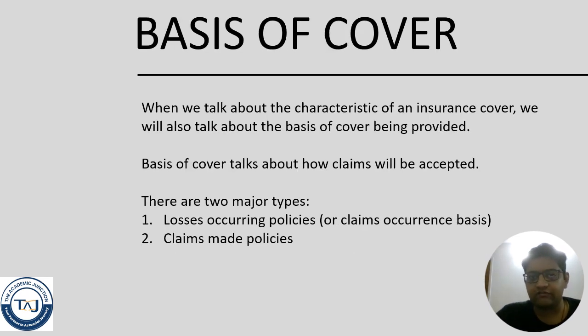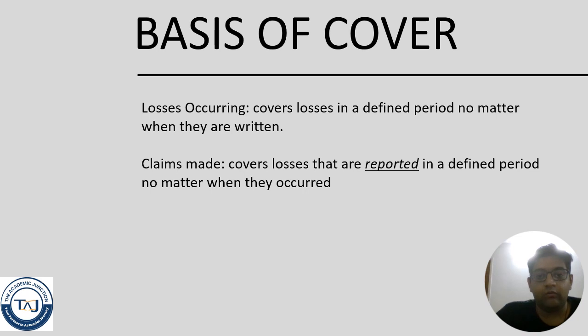We then move to basis of covers. What is basis of cover? When we talk about the characteristics of an insurance cover, we also have to talk about the basis of cover that gets provided. There are two main types of cover that can be provided. One is called a losses occurrence basis, which is also called the claims occurrence basis, and the other is a claims made basis.